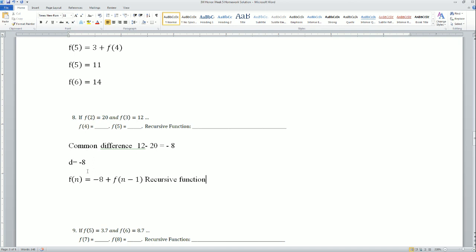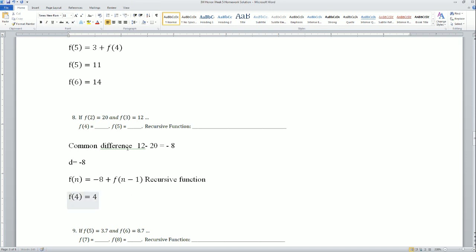They're asking us for function of 4, so let's do that. They're asking us for n when n is equal to 4. So, this should be 4. Function of n, 4 minus 1, which is going to be 3. So, function of 4 is negative 8 plus function of 3. What is function of 3? We have function of 3 is equal to 12. So, put in 12 here. What is negative 8 plus 12? 8, 9, 10, 11, 12, which is going to be a positive 4.